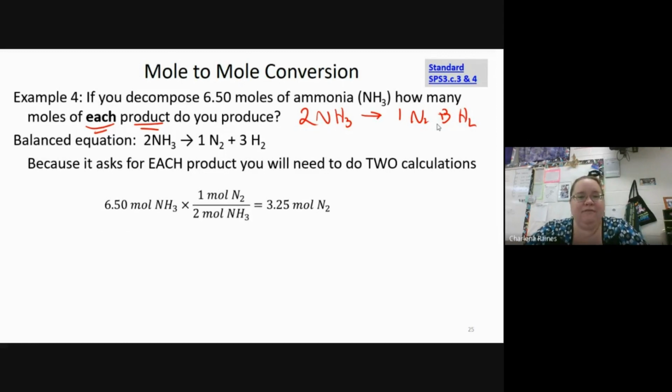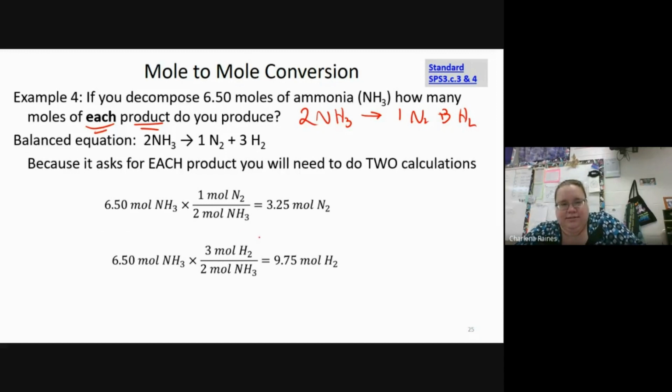Notice my fraction, I've got 2 moles on bottom because NH3 is what I started with. It's got to go on bottom, and its coefficient is a 2. So I just chose to do nitrogen first. It really and truly doesn't matter because it's asking for each product. So you would have to do 2 calculations to go from the ammonia to both the nitrogen and the hydrogen. Notice my second fraction looks a little different because the product, the thing that we're going to, happens to be different. We're going to hydrogen. So the number on top is a 3 because my coefficient for my hydrogen is a 3.